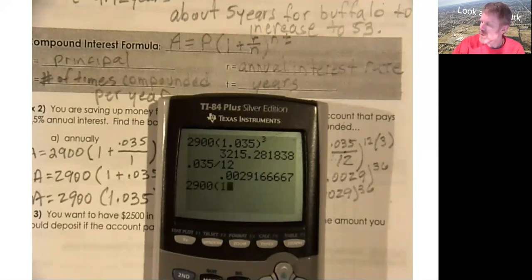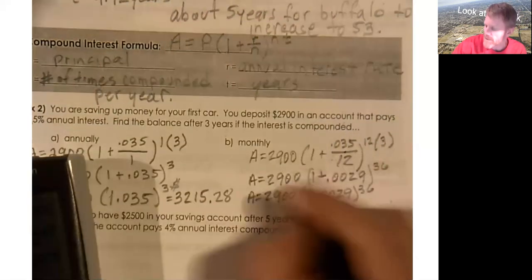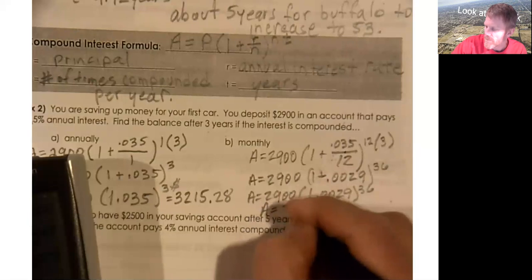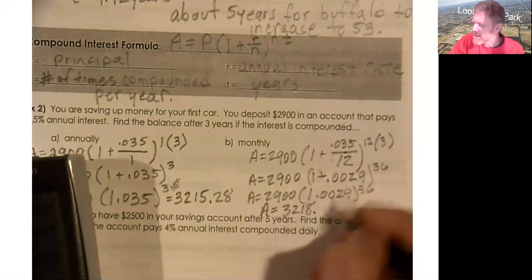Now you could do 1 plus your answer, and that would be very accurate. But going 4 decimals is more than enough to go out to the number of cents that we need to do. So if you're more comfortable with just putting in your 0.0029, it's not going to be a deal breaker. And we're raising it to the 36. So that's giving us $3,218 and 64 cents.